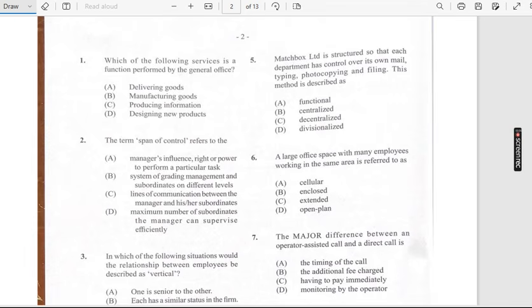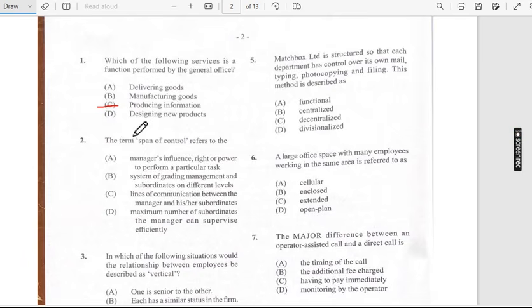So number one, it says, which of the following services is a function performed by the general office? Alright, so the function performed by the general office has to do with producing information.